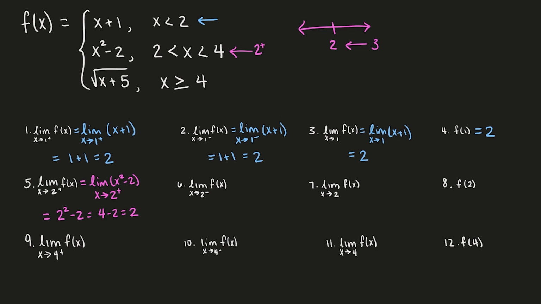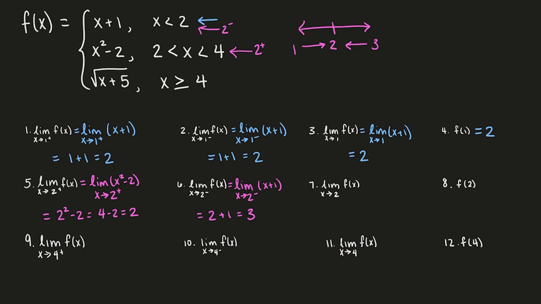Now when we look at the limit of f of x as x approaches 2 from the left, we're going from 1 to 2. Well, 1 exists within our first function. That means we have to use this to find the limit as f of x approaches 2 from the left. So this becomes the limit as x approaches 2 from the left of x plus 1. So this is 2 plus 1, which is equal to 3.